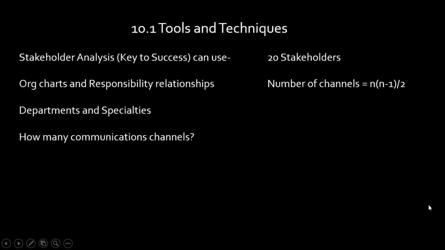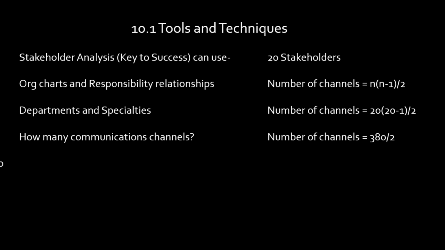Let's talk about communications channels. Remember, I showed you this quickly. You need to know this formula, okay? I'll show it to you here. In this example, I'm going to show you 20 stakeholders. You need to know this formula: the number of stakeholders, and this is the possible number of stakeholder channels, meaning that I have 20 stakeholders and every stakeholder can talk to every other stakeholder. Okay, so how big could this be?